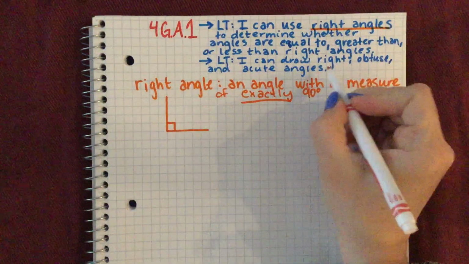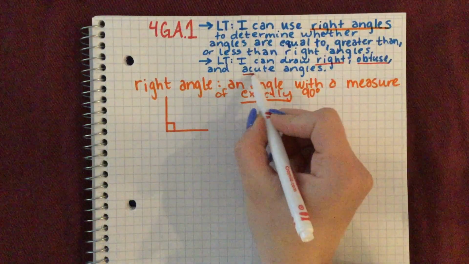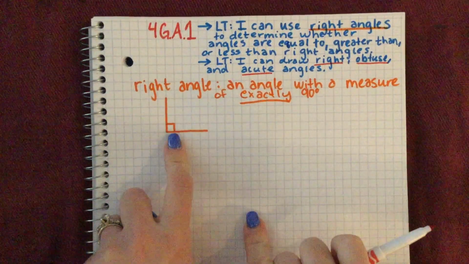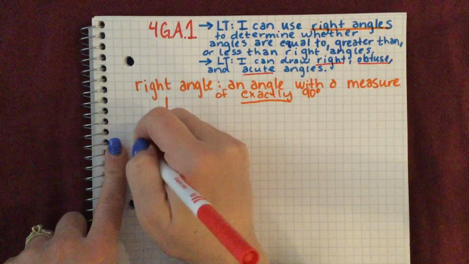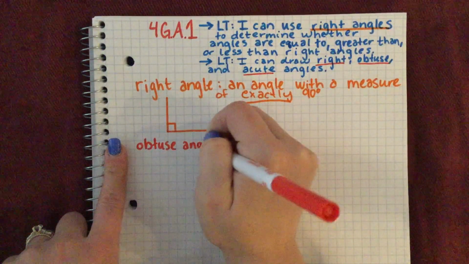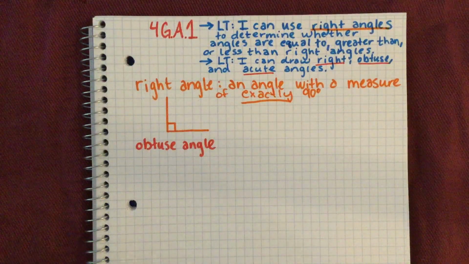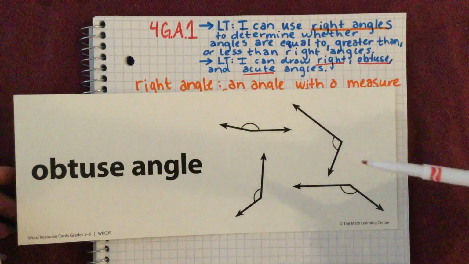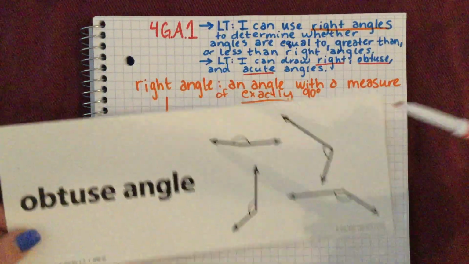We are going to draw right, obtuse, and acute angles. So let's talk a little bit about what those are. Obviously right here we've got our right angle down. So we're going to go ahead and draw an obtuse angle. Again, you probably remember this from our work in Number Corner, but here are some images of obtuse angles. And what do you notice about them? They're greater than our right angles.